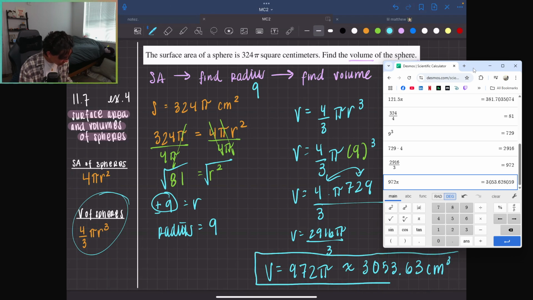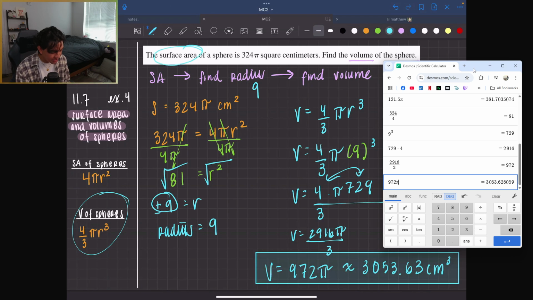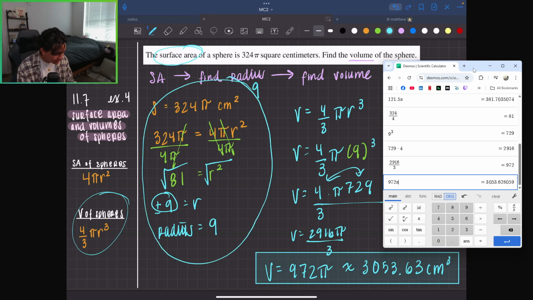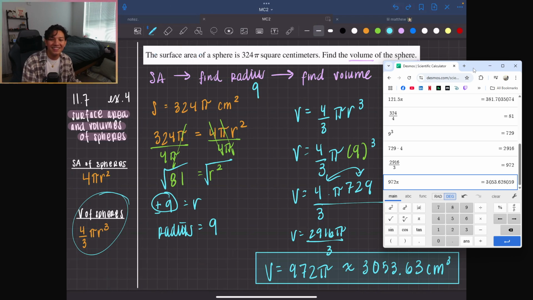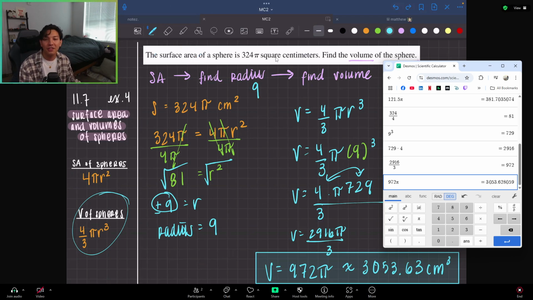So we found our volume by first knowing what the surface area is, manipulating it so that we can find out what the radius is. And then once we find out what the radius is, we can find out our volume. And that's how we can use the volume of the sphere formula.